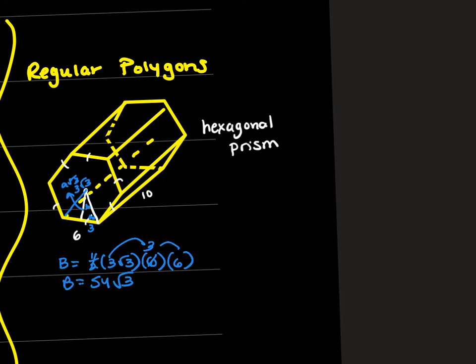for one base. So the total area, 2 times the base area plus the perimeter, which is 6 times 6 or 36, times the height, which is 10. Total area, that's 108 root 3 plus 360, and it would stay like that.